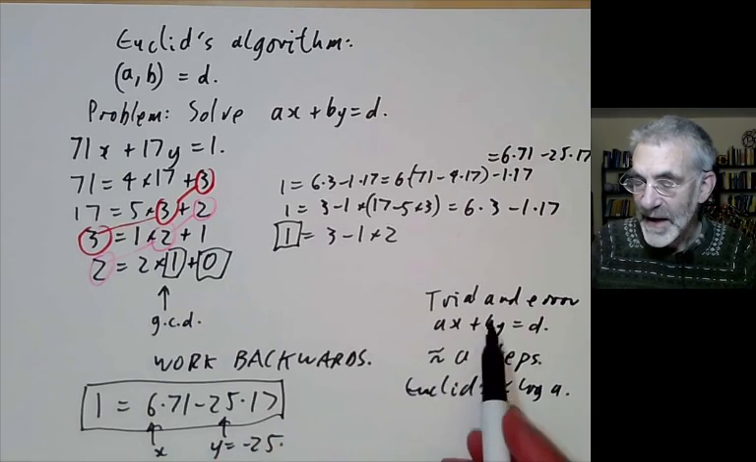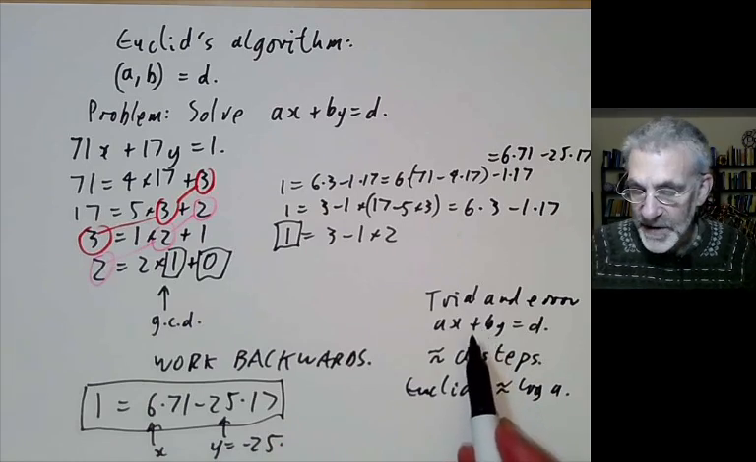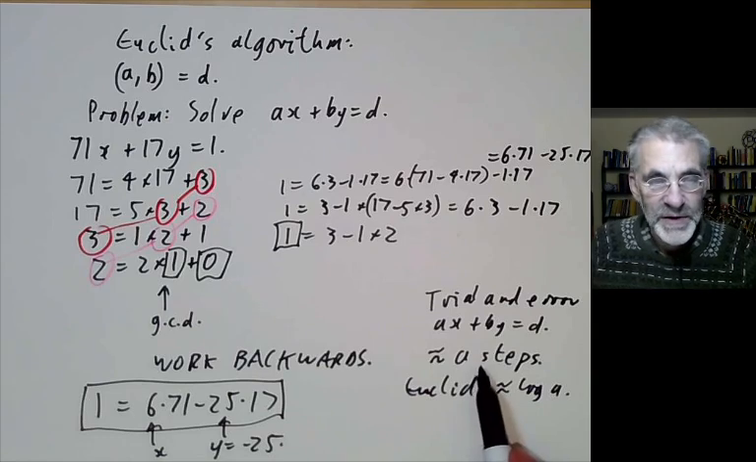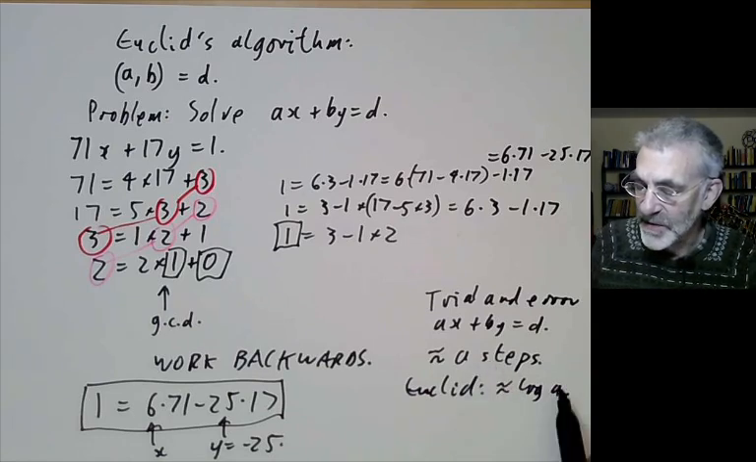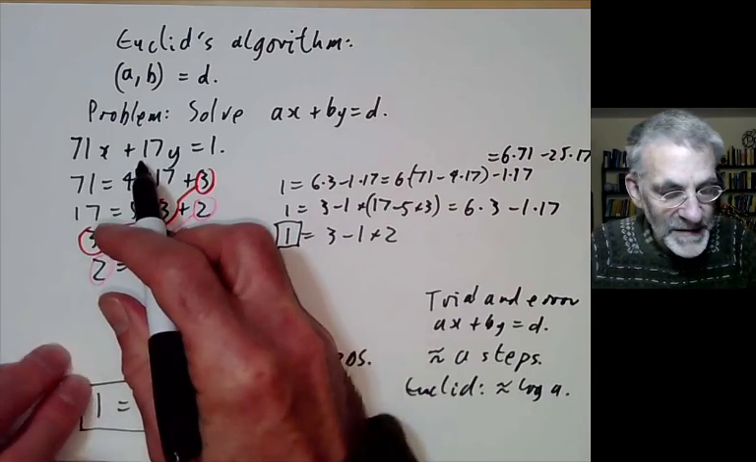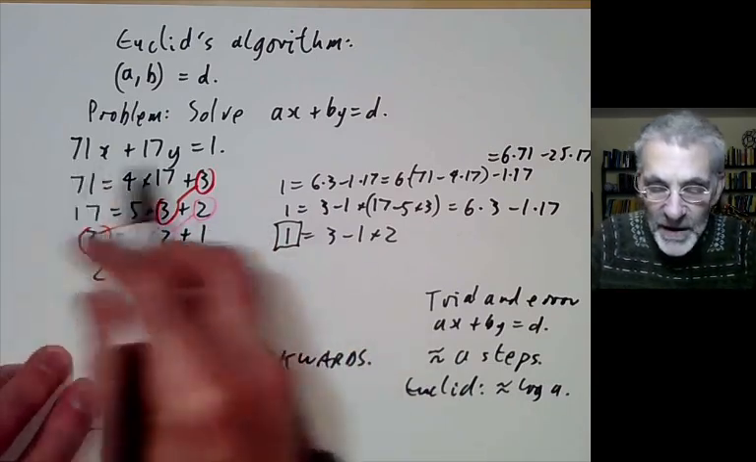And if the numbers a and b are really large, you know, with 100 digits, then this number of steps will be far too large to do even if you've got a big computer, whereas this one is very efficient. So Euclid's algorithm gives us a very fast way of solving these linear equations.